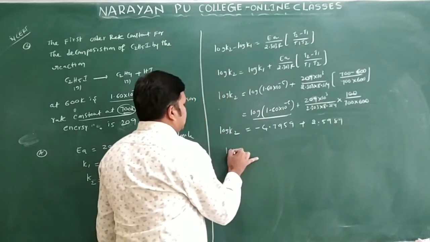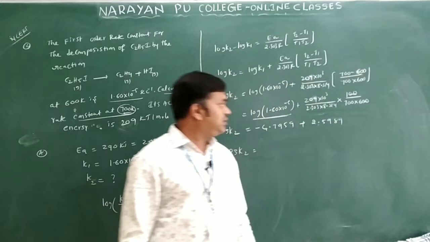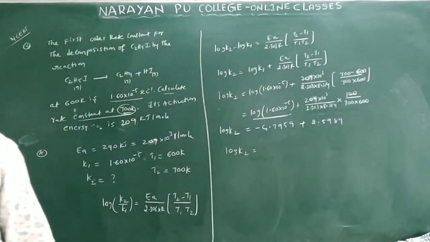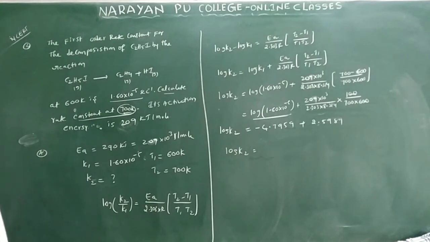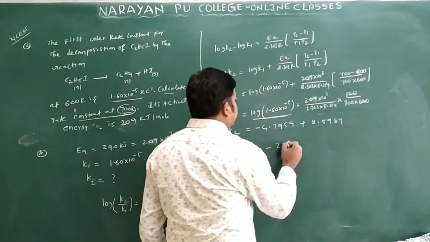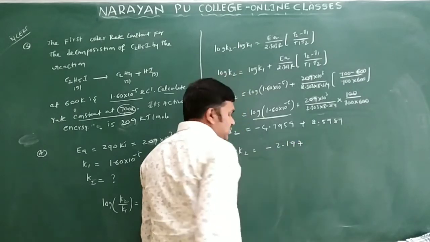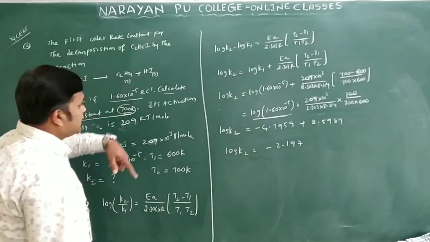So log K2 is equal to minus 4.7959 plus 2.5989. You will get approximately minus 2.197. This is log K2. They will ask for the K2 value.